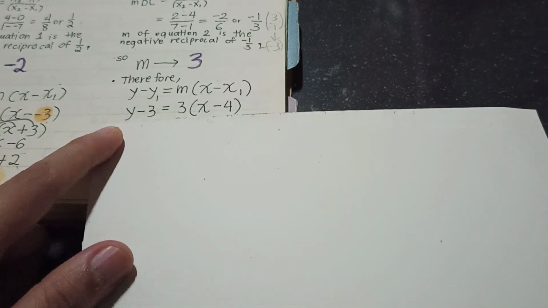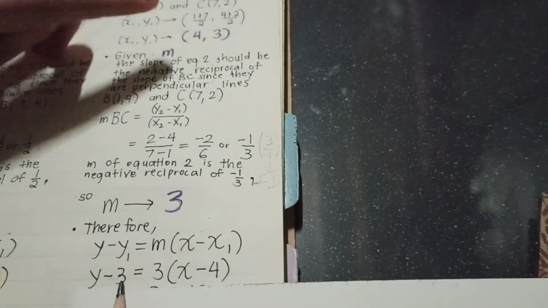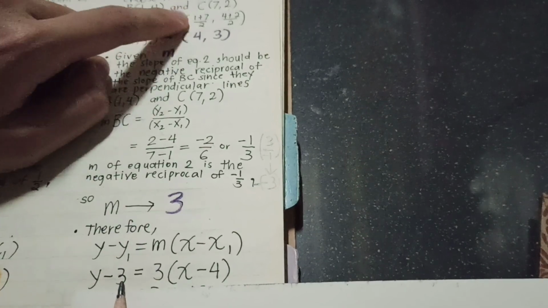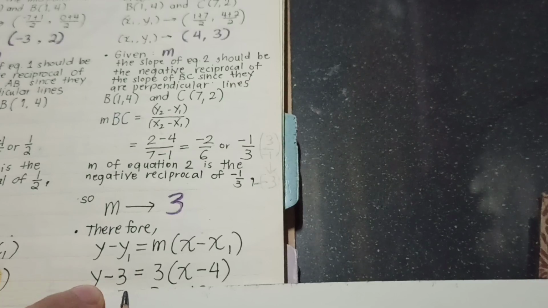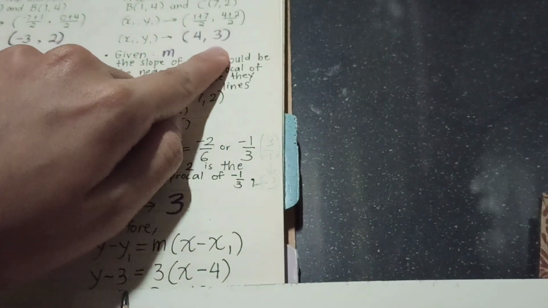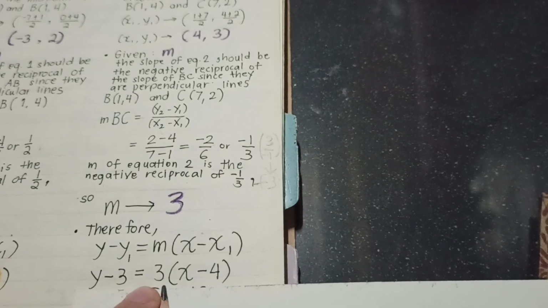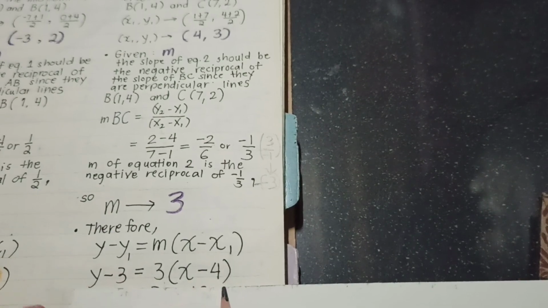Right? So, for (x sub 1, y sub 1), I have the point and I have the slope, the m. So, y minus y sub 1, where y sub 1 is 3, and then m is 3, just above. Then x sub 1 is 4, right?